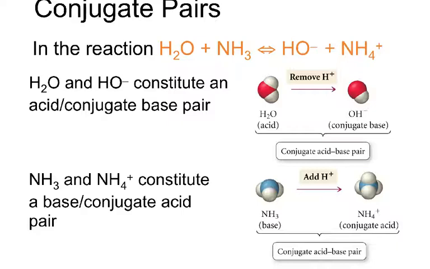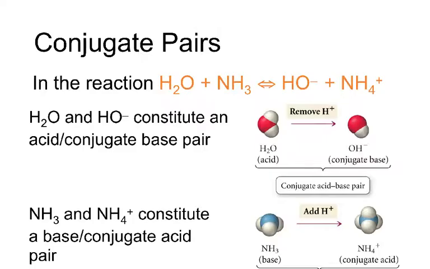So anytime you can remove an H+ or add an H+, you're going to get an acid/conjugate base pair in the case of removing H+, or a base/conjugate acid pair. So your acid, when you remove the H+, becomes its conjugate base. A base, when you add an H+, becomes its conjugate acid.